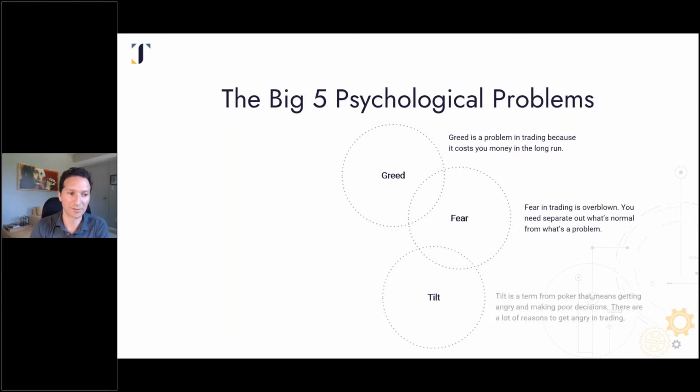Next, we're going to talk about tilt. Okay, so anger, right? Anger, tilt. The term tilt comes from poker. Actually, it comes from pinball, right? Where people would get so pissed off that they would literally tilt the pinball machine to try to manipulate it and make it go the way they wanted it to.